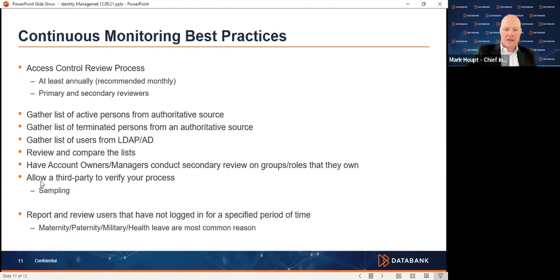but having that next layer, that third-party audit, is essential. So another piece of continuous monitoring and best practices is to generate a report that reviews the users that have not logged in for a specific period of time.